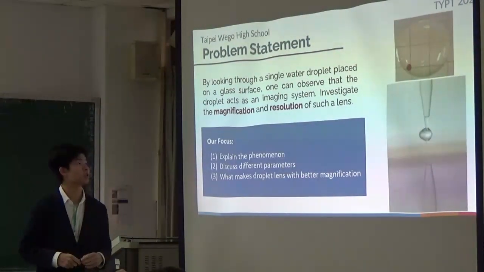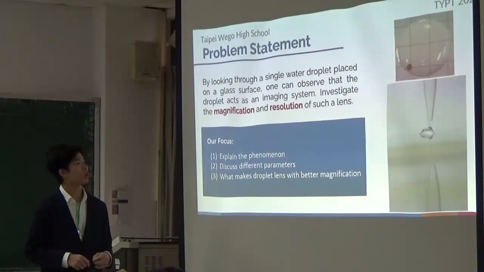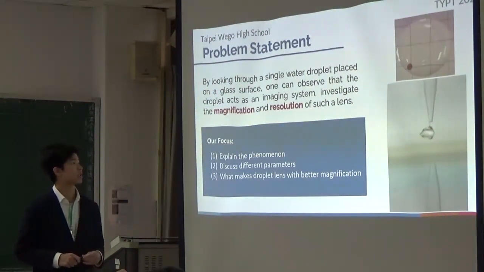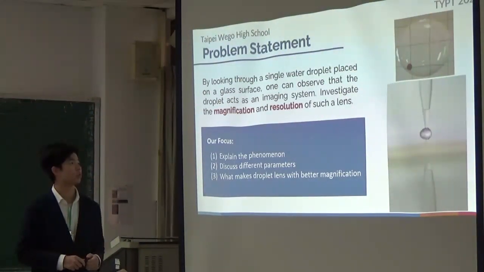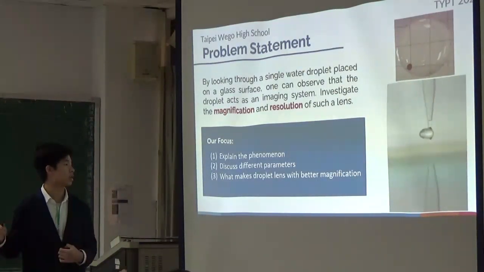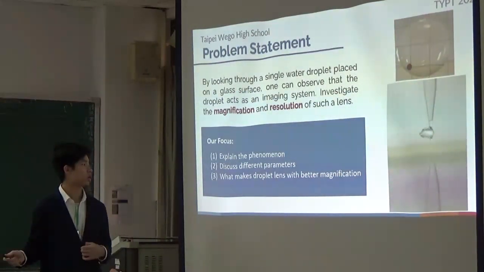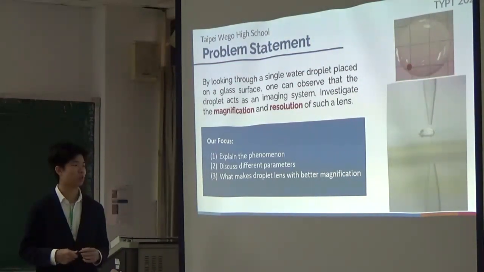By looking through a single water droplet placed on a glass surface, one can observe that the droplet acts as an imaging system. Investigate the magnification and resolution of such a lens. Our focus is to explain the phenomenon, discuss different parameters, and what makes the droplet lens have better magnification.